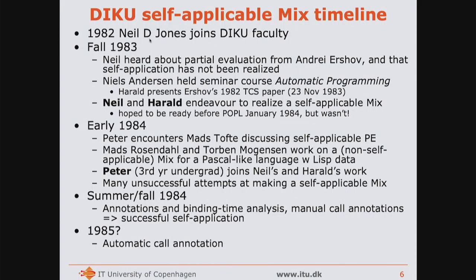Then, in fall of '83, Neil heard about partial evaluation from Andrei Ershov, possibly at the IFIP conference in Paris, and also that self-application, the second and third Futamura projections, hadn't been realized. Independently, I think Niels Andersen, an associate professor in the department, held a seminar course called Automatic Programming. And Harald Søndergaard, one of the co-authors of this paper, was actually, according to the schedule for this course, presenting Ershov's '82 TCS paper, which I think maybe Niels Andersen discovered independently of all the other things.